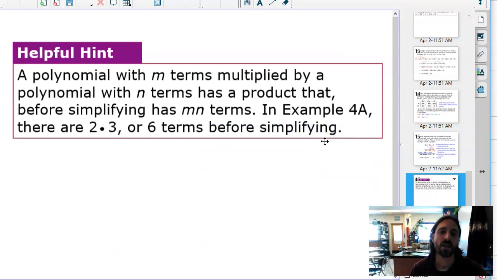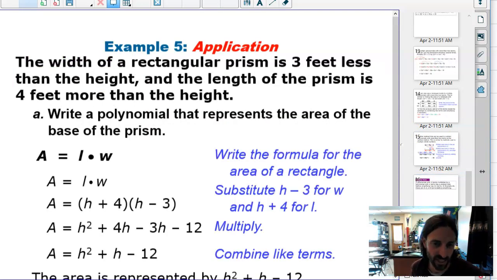Helpful little hint here. When you have m terms in a polynomial multiplied by n terms, so for example, if you had a binomial multiplied with a trinomial, you're going to end up with 6 terms before you simplify it. And when you're done simplifying, you may end up with only 2, but don't forget that when you start going through these processes.